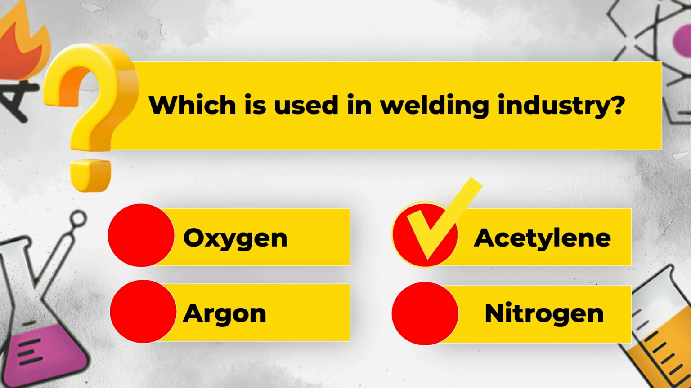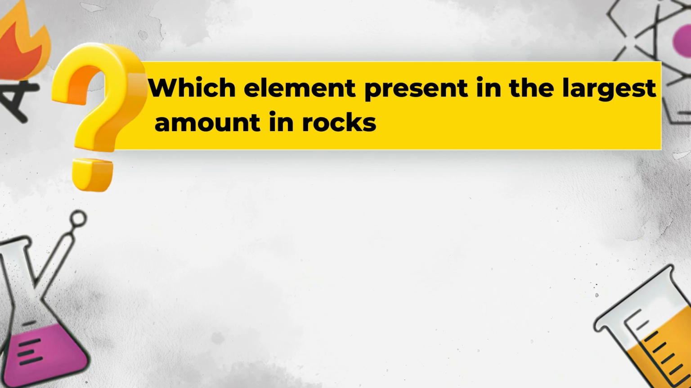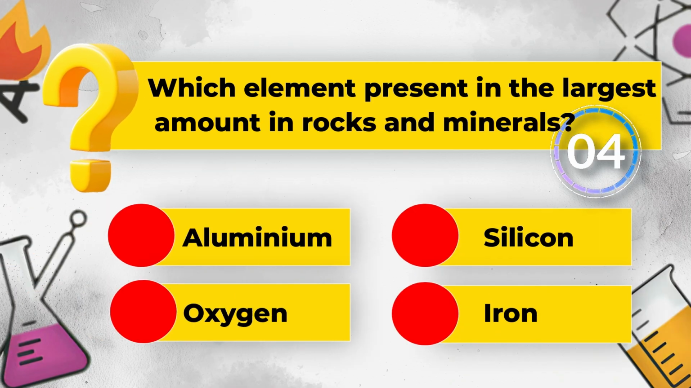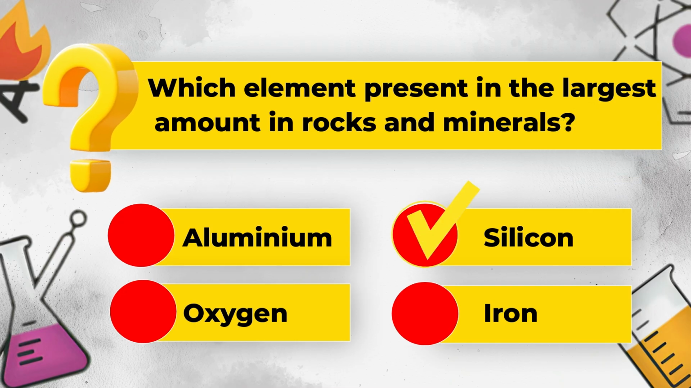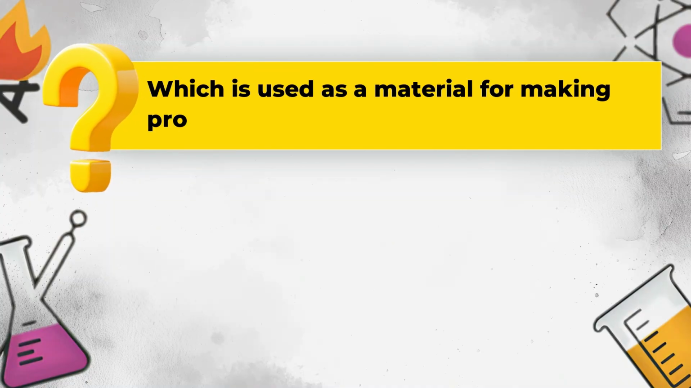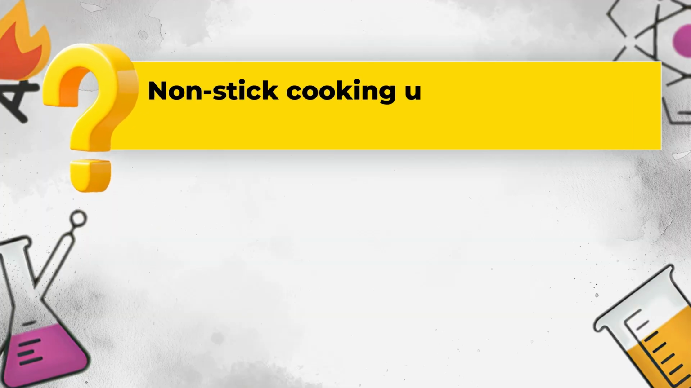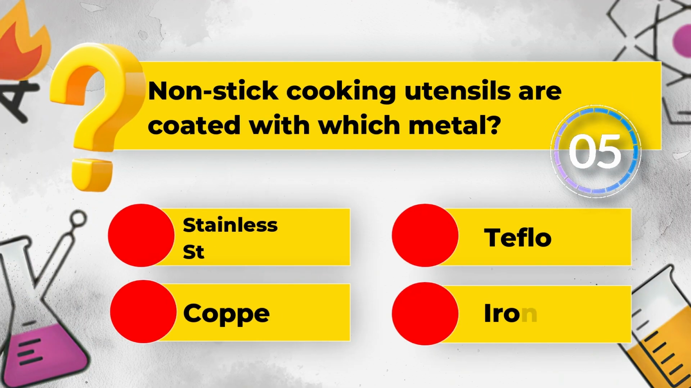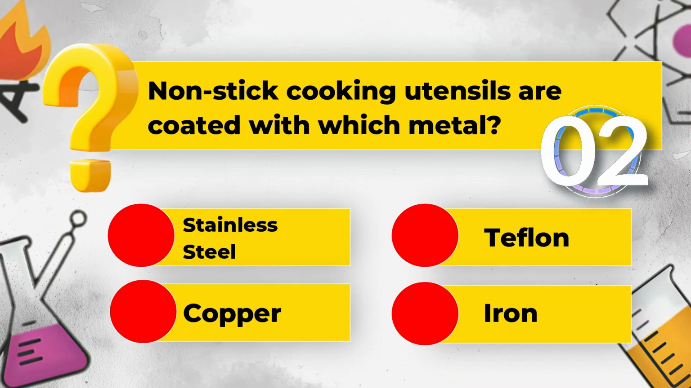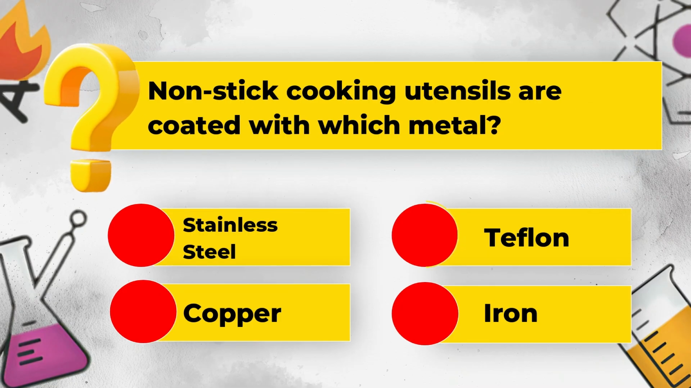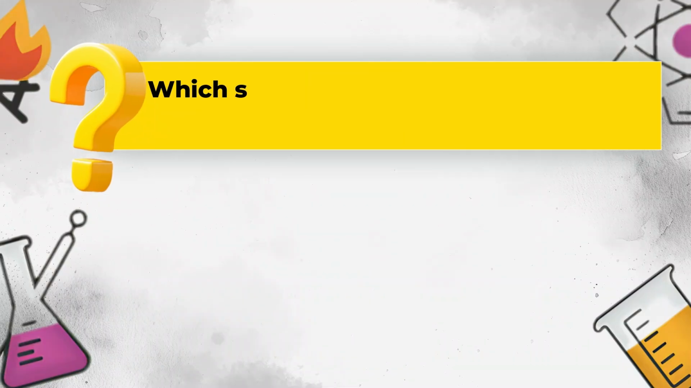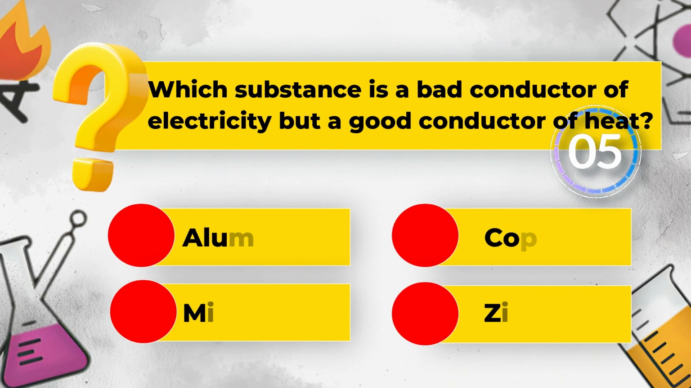Answer is acetylene. Which element is present in the largest amount in rocks and minerals? Answer is silicon. Which is used as a material for making protective windows in space probes? Answer is diamond. Non-stick cooking utensils are coated with which substance? Answer is Teflon. Which substance is a bad conductor of electricity but a good conductor of heat?